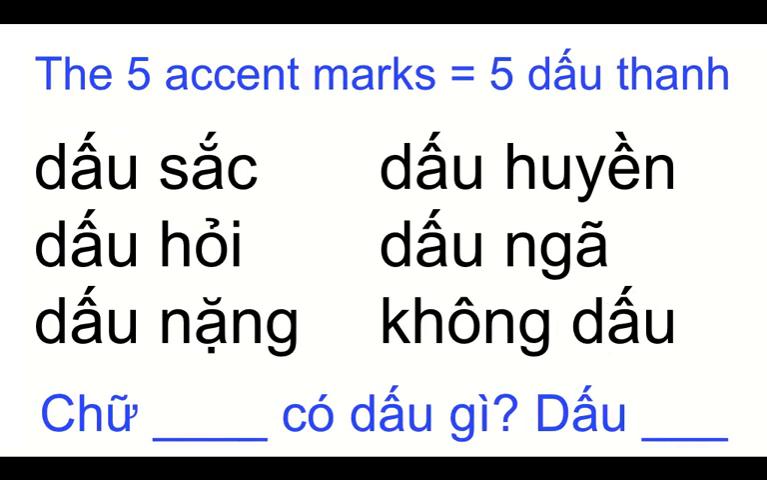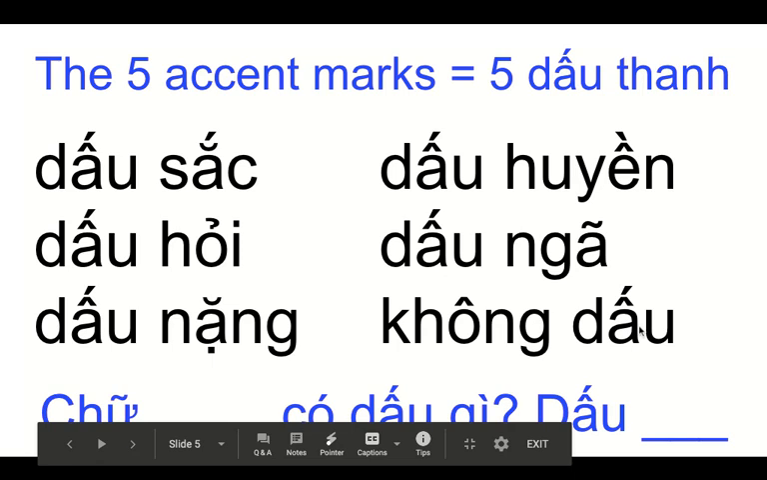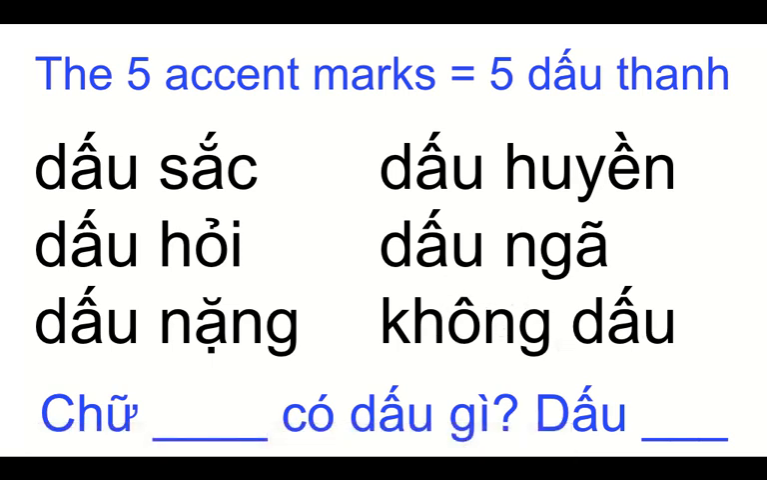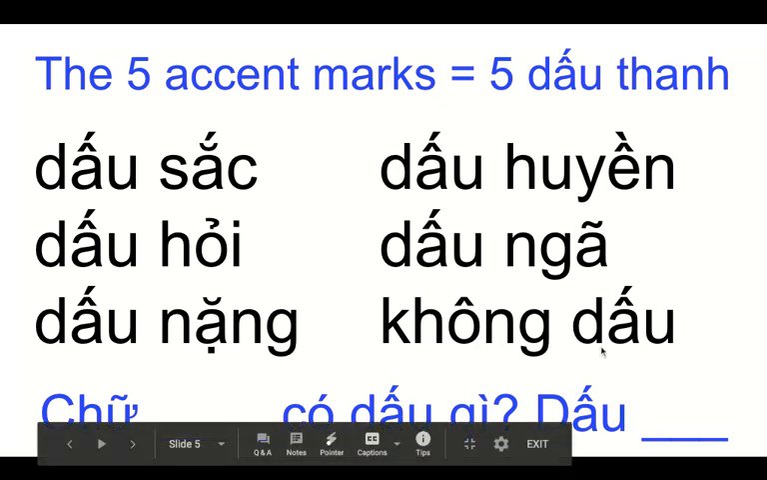The 5 accent marks. So like we said, there are 6 tones, but only 5 accent marks. Okay? 5 accent marks for the tone. There are more accent marks. They're called letter accent marks. We'll get to that. So the 5 accent marks are dấu sắc, dấu huyền, dấu hỏi, dấu ngã, dấu nặng, không dấu. Không means no or none or don't or doesn't. So what does không dấu mean then?